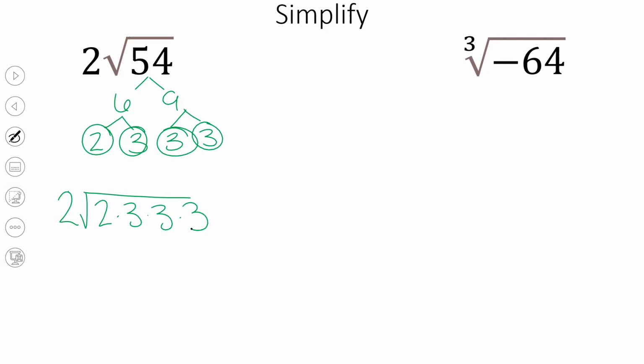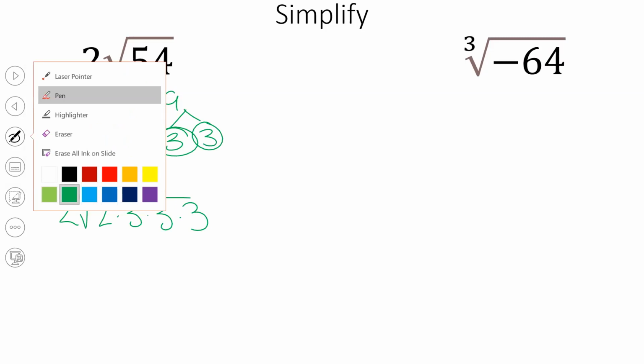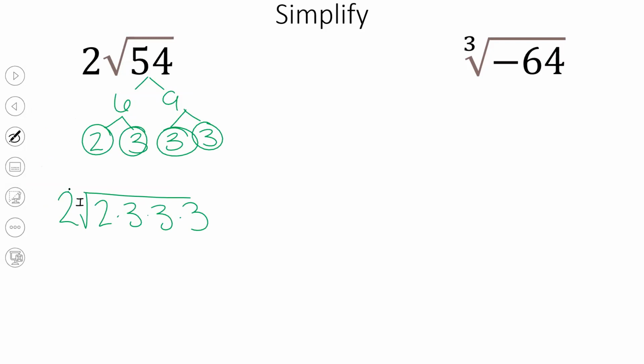What am I looking for? Groups of, how do you know? There's no index. My index goes right here and it's invisible. So what does that mean? It's groups of 2. What do I have 2 of the same? 3. So I take that out.